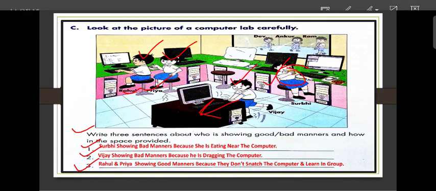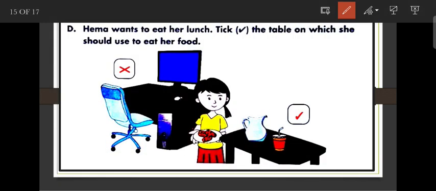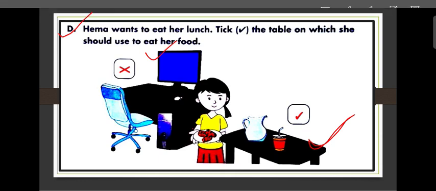Next is Hema wants to eat her lunch. Take the table on which she should eat her food. So this is the right table, and this is the computer table. We all know that we should never eat or drink near the computer. So this is the right table.